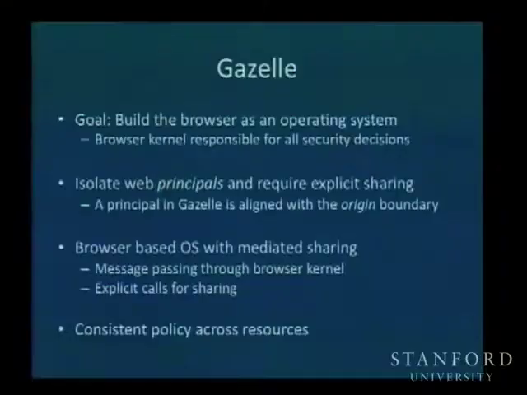Next slide. Okay, we still have slides. So the goal with Gazelle is to build the browser like an operating system and make the browser kernel responsible for all security decisions made inside of the browser. Here we're going to isolate web principals. Going back to the operating system analogy, we have the idea of a principal in an operating system, and we're going to align the principal boundary inside of Gazelle with the origin on the web. I'll define origin in a couple of slides, but this is the core architecture of Gazelle. Gazelle is really a browser-based operating system with mediated sharing. We provide strong isolation, and then we provide message passing interfaces between processes to accommodate sharing on top of this.